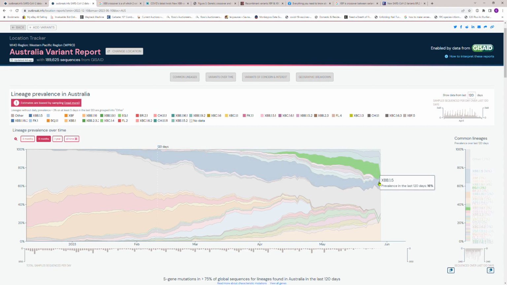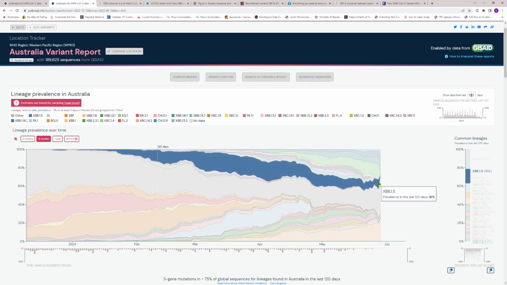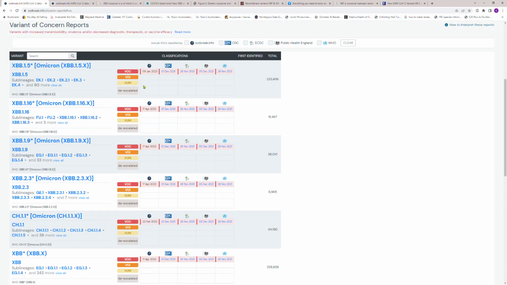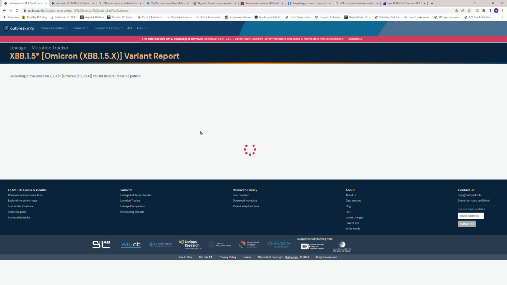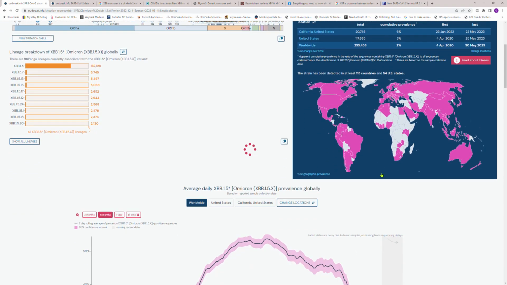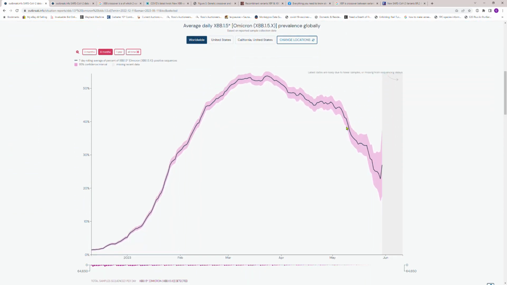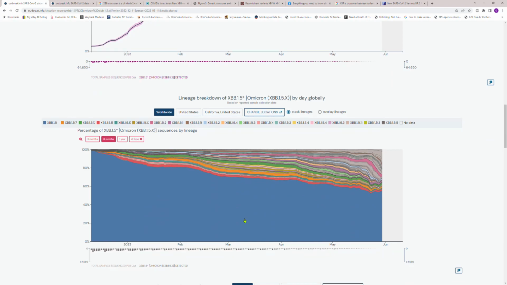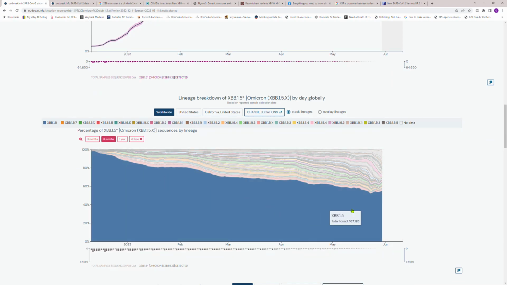This one here, XBB.1.5 Kraken, that's slowly getting replaced by sublineages of itself and XBB.1.16. What I found interesting is when I looked at XBB.1.5, first thing you notice, it's practically all around the world already. It was most prevalent around March of this year. And what's happening is that they called it a Kraken.